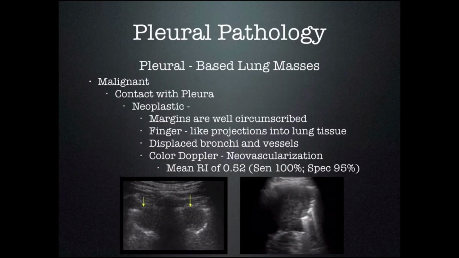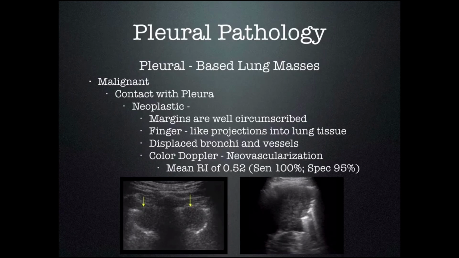You will also see pleural-based lung masses, and most often these are going to be malignant. They must contact the pleura for you to be able to see them. If it's well within the lungs, or if there's normal aerated lung around the mass, you won't be able to see it. If you do see a mass and it has contacted the pleura, you will begin to think it's neoplastic just because you found it, and you need to do further investigation.